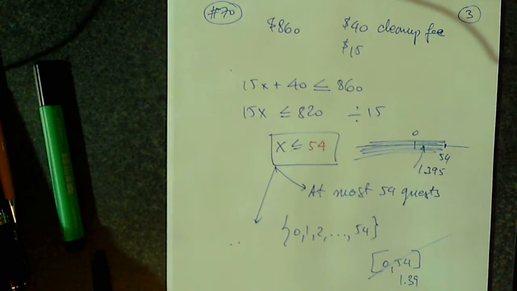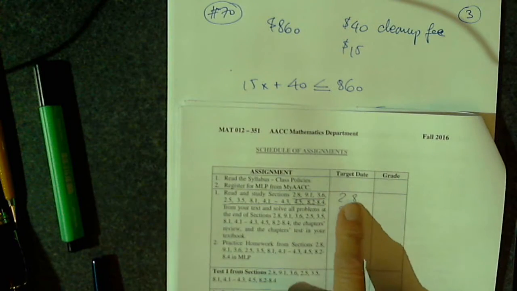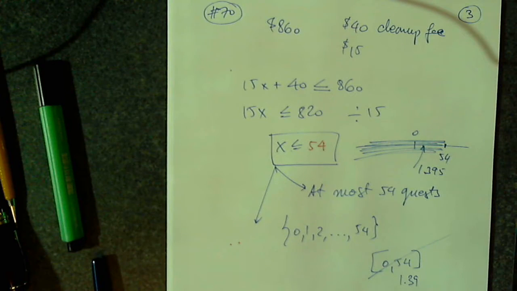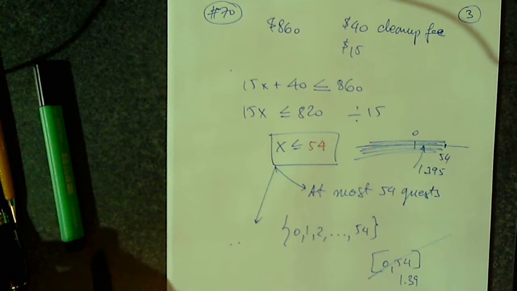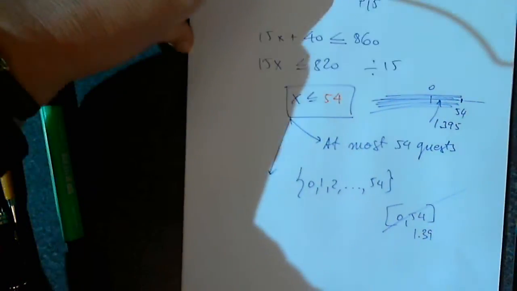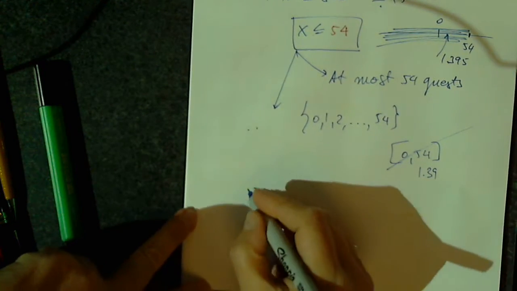Any questions? So this was just a refresher on 2.8, which was part of 011. So I'd like to move on to 9.1. Do I still have time? Yes, I do. Okay, 9.1, that's chapter 9, that deals with inequalities and compound inequalities.